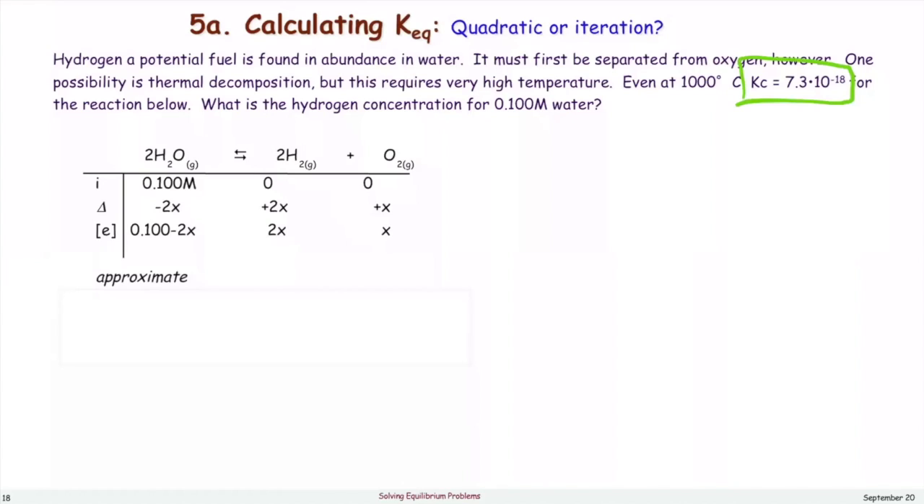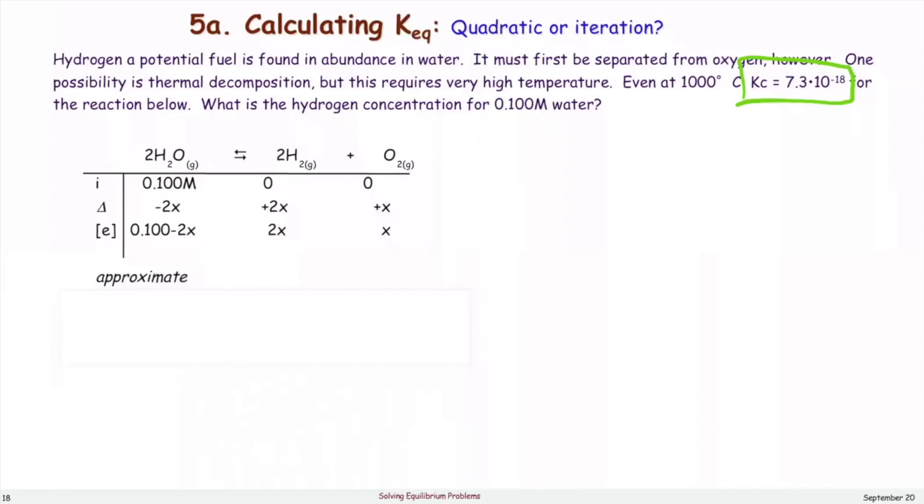So here's how to set up this particular problem. It says hydrogen, a potential fuel, is found in abundance in water. If we can do this reaction that you see right here and get hydrogen gas, boy, then we can run on the hydrogen economy, okay? But you can see that this reaction is not very efficient. The equilibrium constant is 7.3 times 10 to the minus 18, okay? What is the hydrogen concentration for 0.10 molar water?